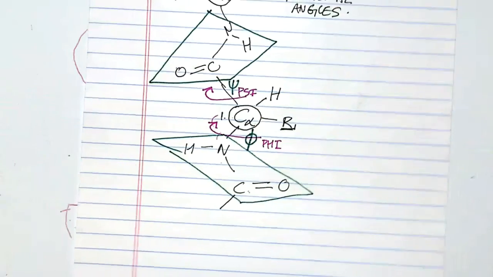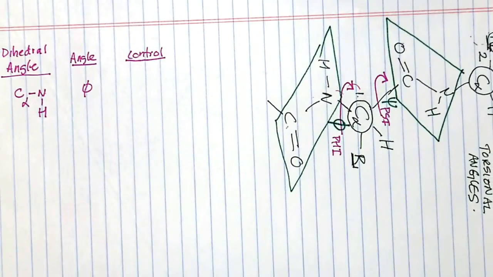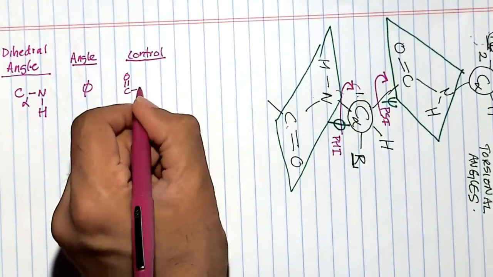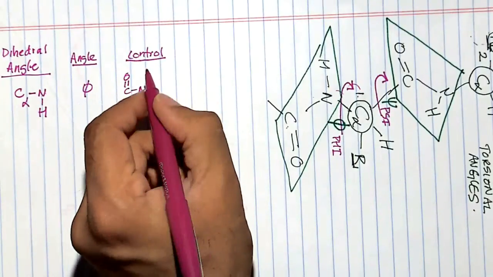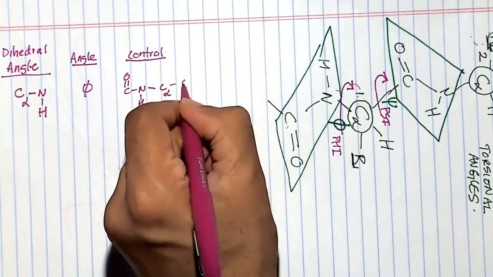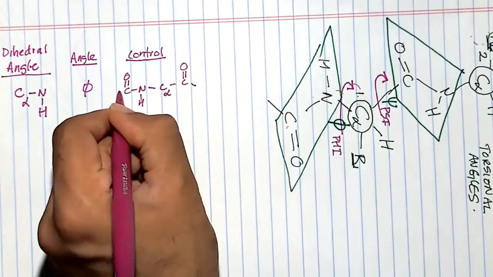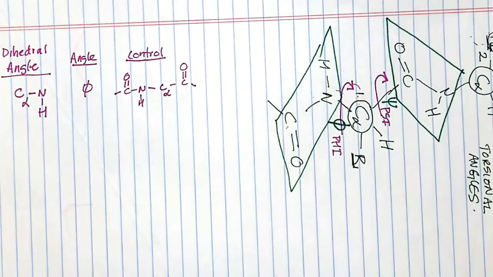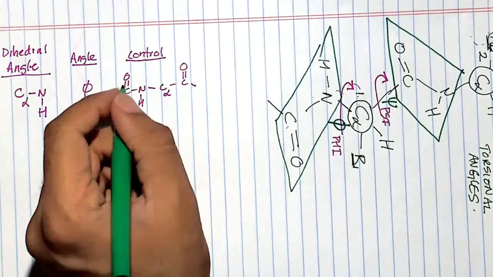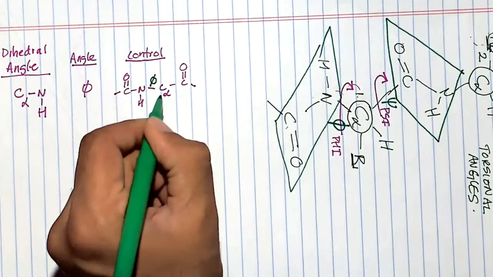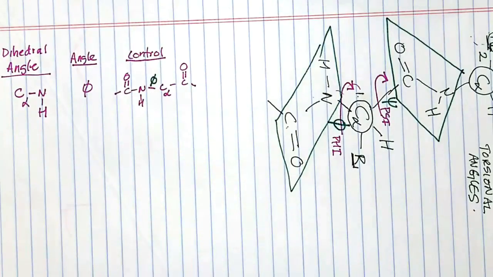Okay? So what does it control? So here we have C double bond O. NH. Here is our alpha carbon. Here's your C double bond O again. Here's our peptide bond. And this is what phi controls. Rotating across this bond.